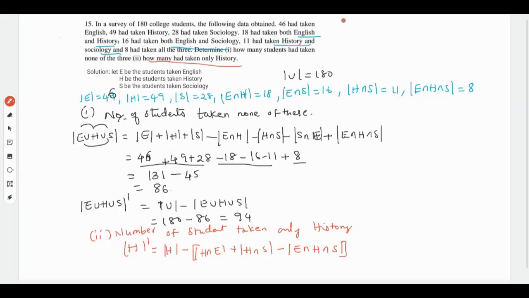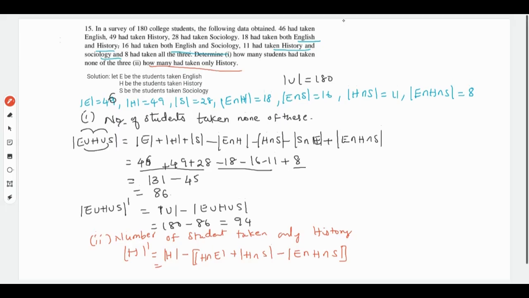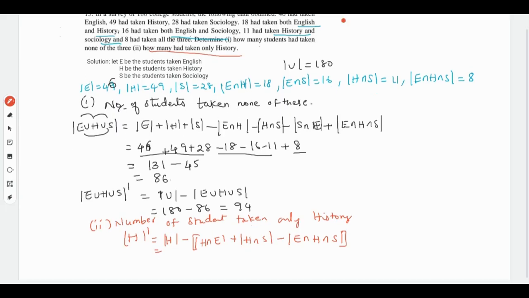So this value is 49 minus, so here it is 18 plus 11 minus 8. If you simplify, you get 49 minus 21, that will be 28. So the number of students who have taken only history is 28 students. So hence it is solved.